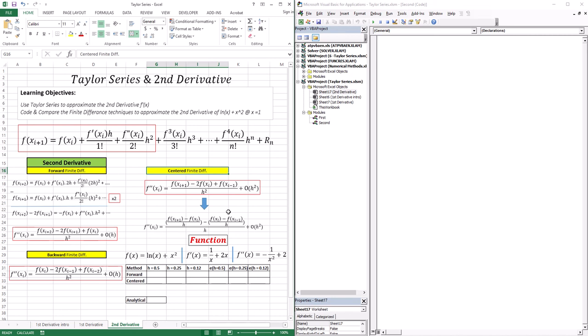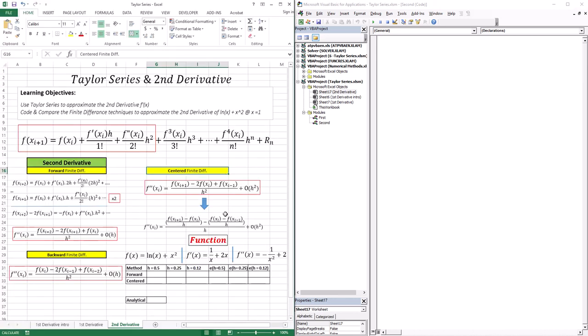Now, this is not something that you really need to know, but I think it's great to have an idea of, is that if I break up this equation and I rewrite it in this way, you're going to find that the second derivative of the centered finite difference is the difference between the forward finite difference for the first derivative, and also the backward finite difference of the first derivative.